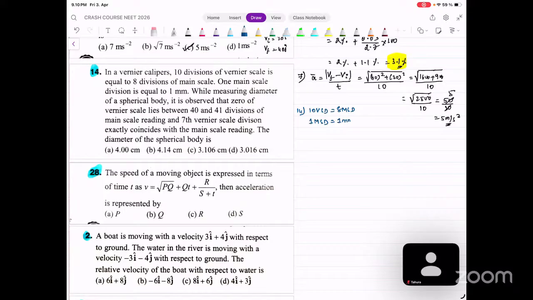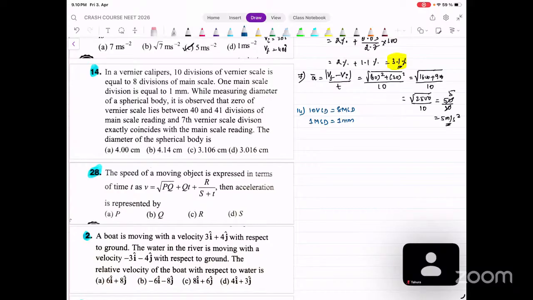1 mm. While measuring the diameter of the spherical body, it is observed that 0 of the vernier scale lies between 40 and 41 divisions of the main scale, and 7th vernier scale division exactly coincides with the main scale reading. The diameter of the spherical body will be equal to how much?